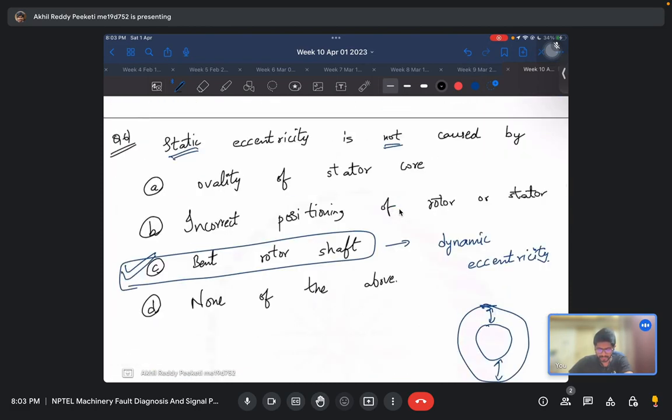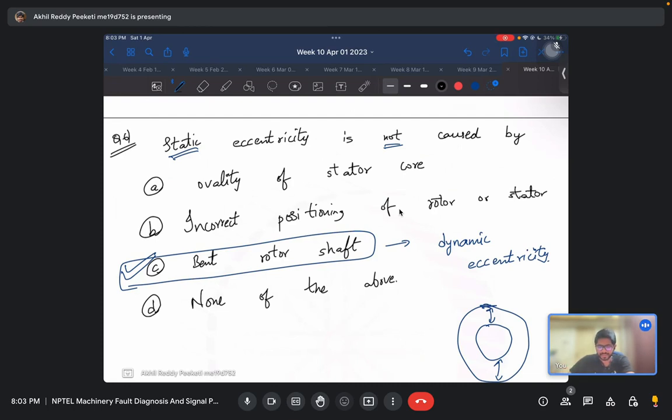Static eccentricity is not caused by ovality of stator core, incorrect positioning of rotor or stator, bent rotor shaft, none of the above. So in static eccentricity, there is an uneven air gap between rotor and stator. There is some location where it's minimum air gap and some location where it's maximum air gap, but this stays the same. That happens when the stator core is not perfectly cylindrical, if there is some ovality or elliptical shape, and if they are not positioned correctly.